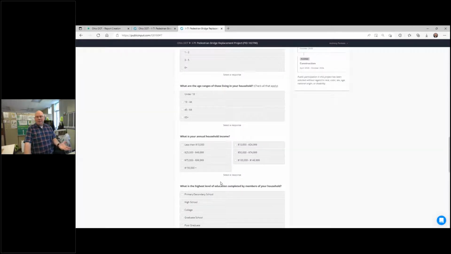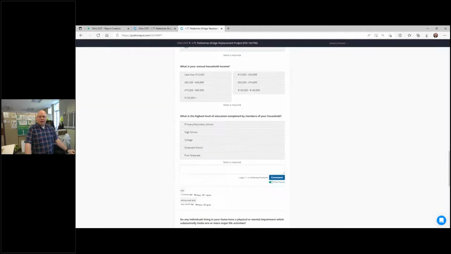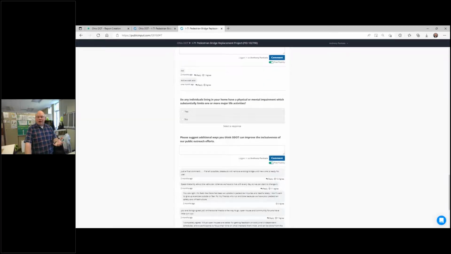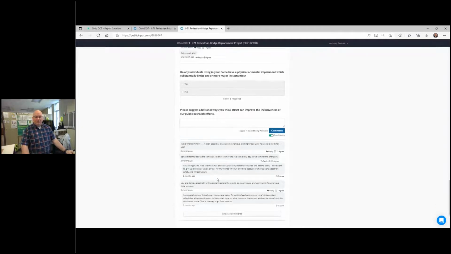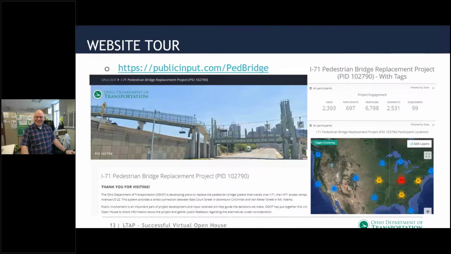These are demographics that really help us understand from an admin side, are we really getting out to the community we need to? And then at the very end, we actually asked them, how can we improve the project itself? Kind of like not just this project, but in general, how can ODOT improve future PI? Which was very, very eye-opening. We'll cover that when we have time, though. So let me go back to the presentation.